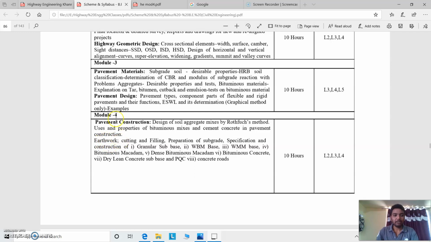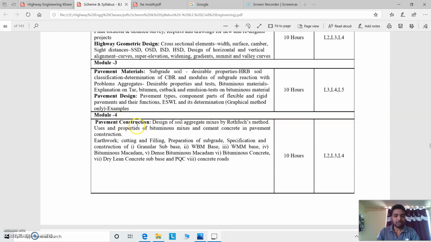Up till the previous lecture we have completed module number 3, that is, the end content was equivalent single wheel load and its determination with graphical methods, right? And in the third module we have completed both the topics, that is pavement material and pavement design, right? Next, in this lecture I am going to discuss module number 4, that is pavement construction.